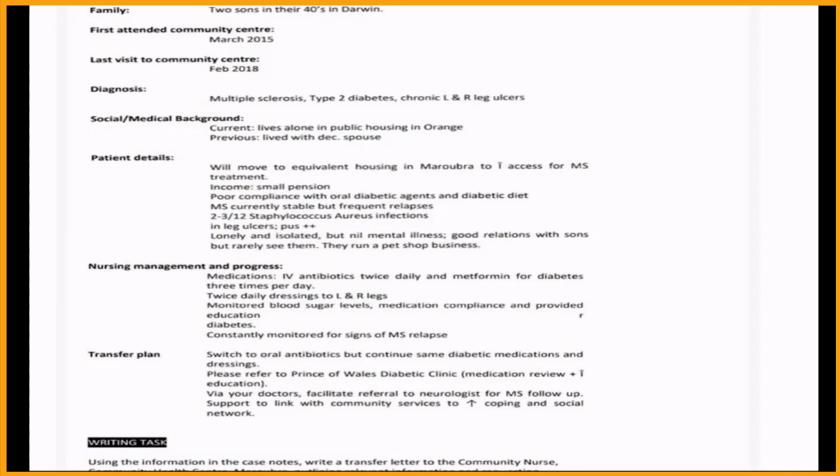Via your doctors, with the help of your doctors, facilitate referral to neurologists for MS follow-up. Support to link with community services. Why? To increase coping, meaning adjusting, and social network, meaning to increase the social contacts. That is what they have written. Why? Because when you look at the patient's details, he is lonely and isolated in the veranda. So probably that is the reason why it is important to connect him to the community services to increase the social network. Clear? Yes, ma'am.